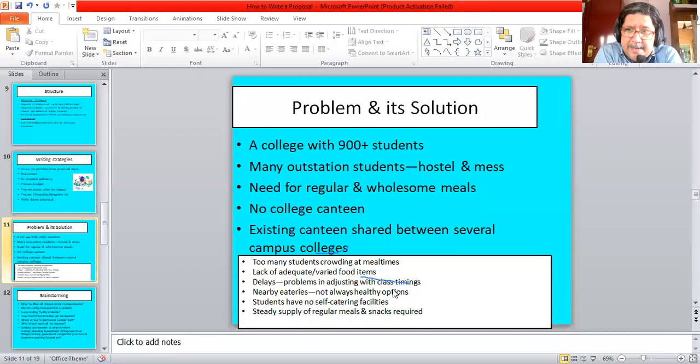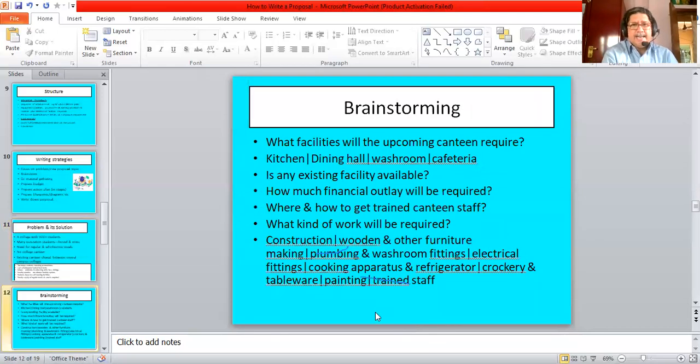Whereas self-catering would mean that the students handle the food on their own, and they need a regular supply of meals and snacks. But unfortunately, they do not have a canteen of their own. So this is a problem for the college. Now, what is the solution? The solution obviously is to have their own canteen.